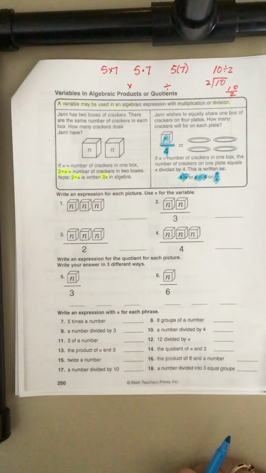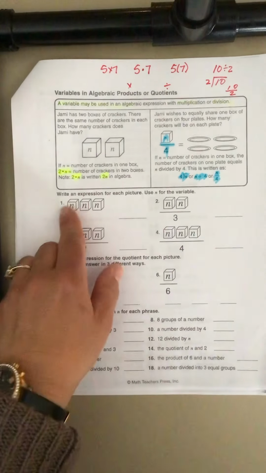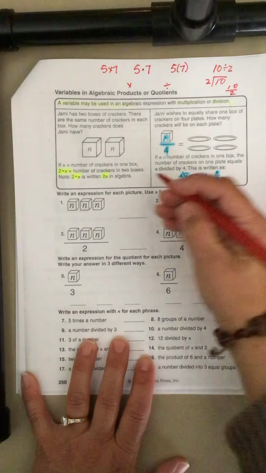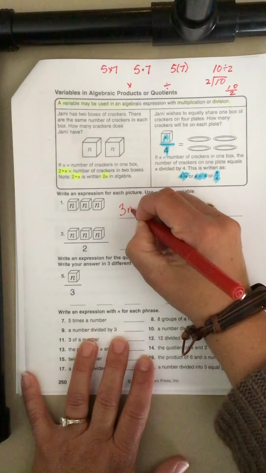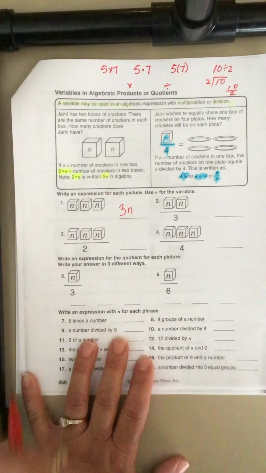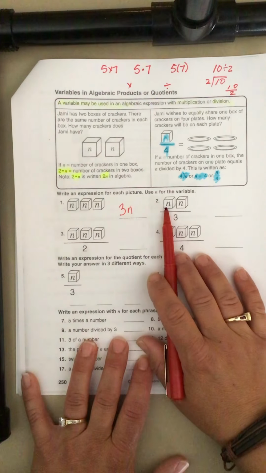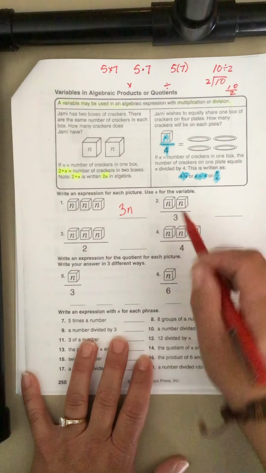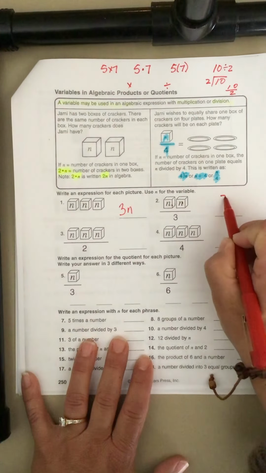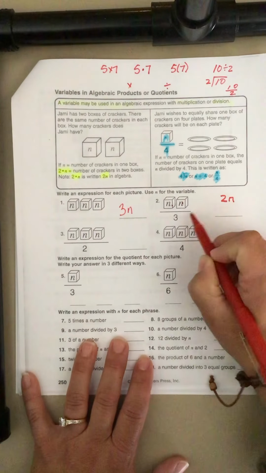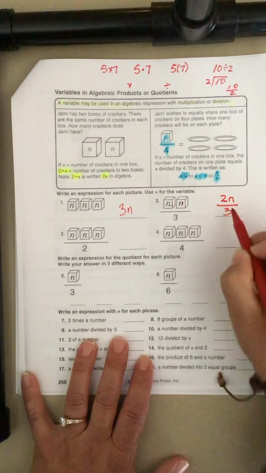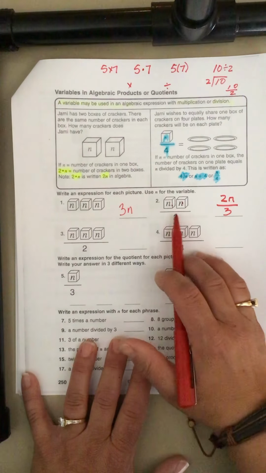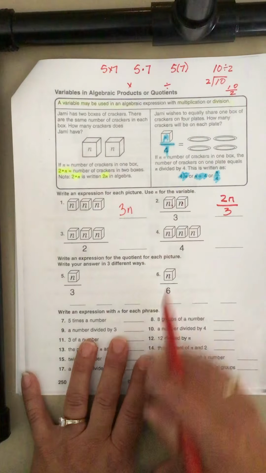And now they want you to play with it over here. Number 1 says, how many sets of n do I have? 3 sets of n. Okay, you can write it just like that. How many sets of n do I have divided by how many? So you have to count your sets of n. You have 2 sets of n divided by 3. So just like she bought 2 boxes of crackers for her 3 friends that are coming over, they're going to share all of that together.